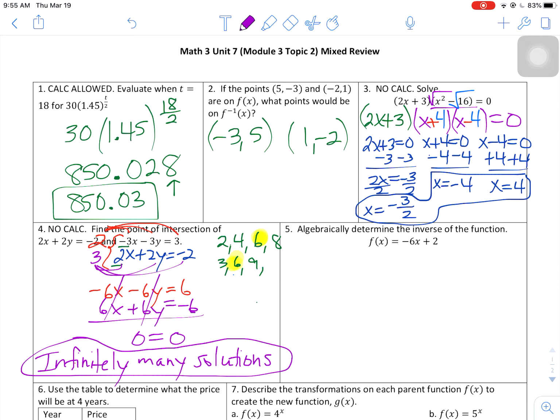Looking at number 5, we want to algebraically determine the inverse of the function. So before we get too far, we want to rewrite f of x as y. Remember, it's just a different notation. We're switching from function notation to just letting f of x equal y. It's kind of like a step 0. Then switch your x and your y. And then now that we've done that, we're going to solve for y by doing order of operations backwards.